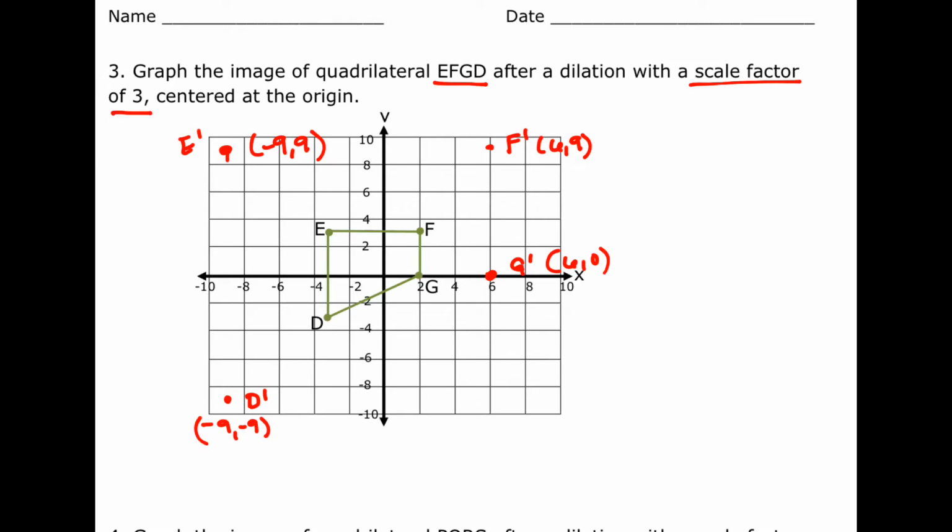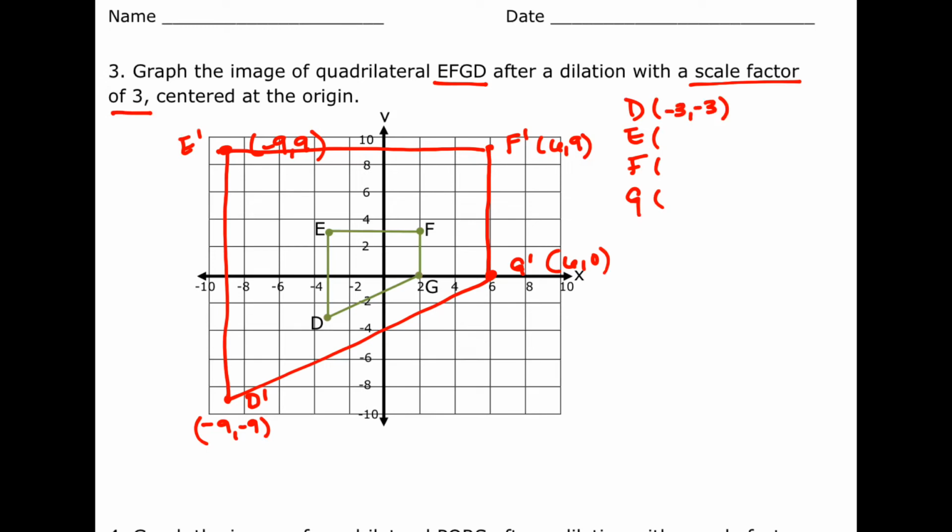All right, let's connect the dots to draw our figure. All right, and there's our dilated figure with a scale factor of 3 centered at the origin. And we can double check this by comparing original coordinates for D, E, F, G to the new dilated coordinates. So let's write down those original coordinates. There's D and E at -3, +3, F at 2, 3, and G at 2, 0.